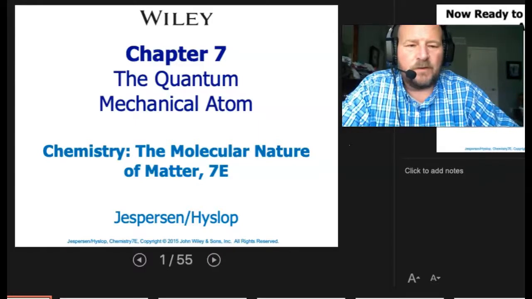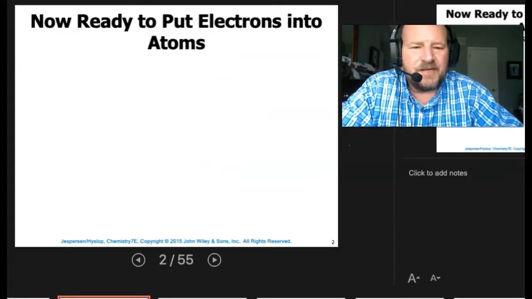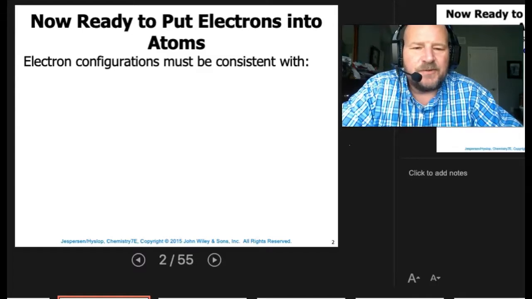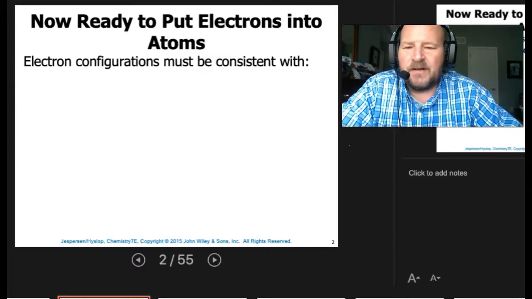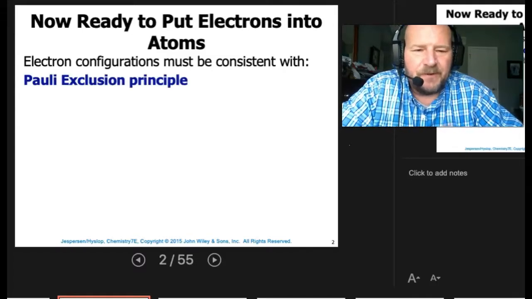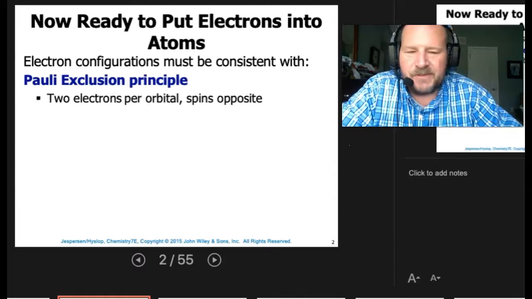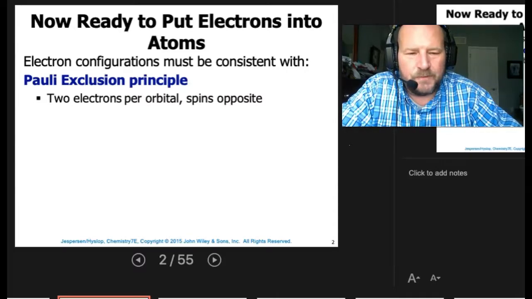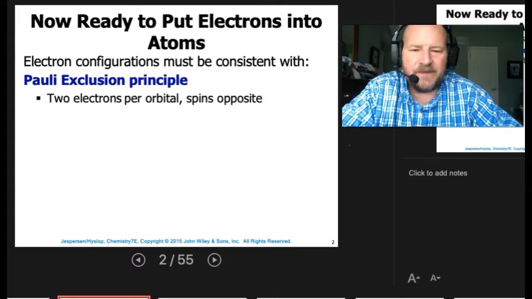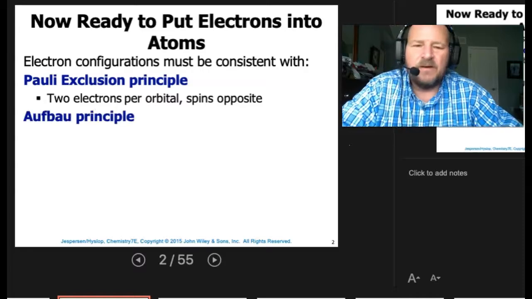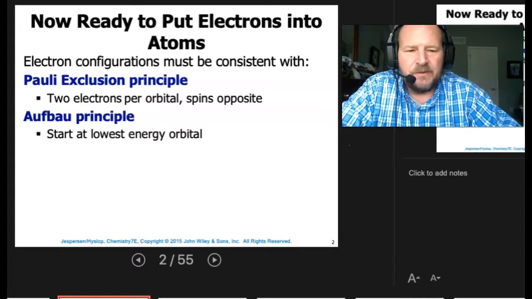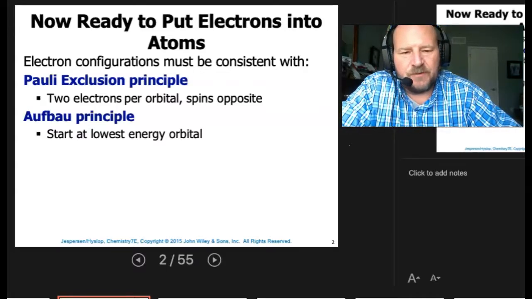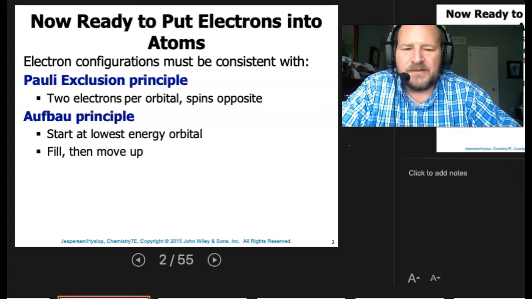Segment 4. So starting to put together those electron configurations, and now we're ready to put the electrons into our atoms. So our electron configurations have to be consistent with the Pauli exclusion principle. Remember, that means only 2 electrons per orbital, ms equaling plus 1/2 and minus 1/2. We have to obey the Aufbau principle, which means we always start at the lowest energy in the orbital and slowly build up one by one. Okay, so we'll move up, filling up each orbital as we move.